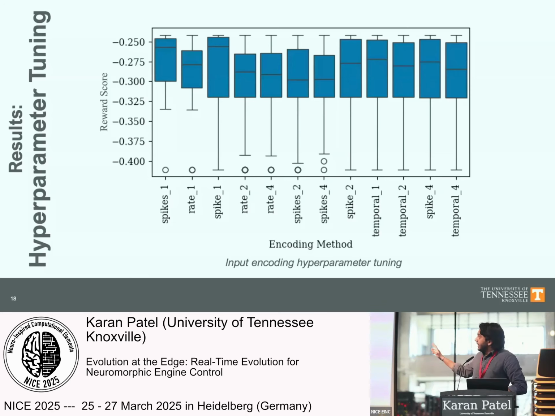And from this figure here, we can see that all the encoding approaches perform relatively similar to one another, with the goal being a higher reward score. Still, the multi-spike approach with a single bin worked best, and that's what we used for the rest of the study. Unfortunately, we didn't have enough time to do an in-depth review on the decoders, so we simply stuck with rate decoding here.